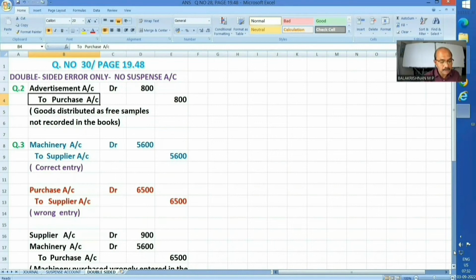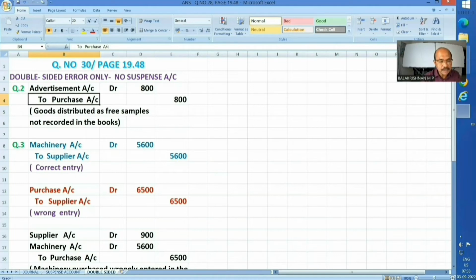Next one. Goods costing rupees 800 were distributed as free samples, but no entry was passed in the books. Well, all we are expected is to pass the proper journal entry because the entry itself is missing. The journal entry will be advertisement account debit 800 to purchase account rupees 800. Advertisement, of course, you will easily agree, because it's free samples.